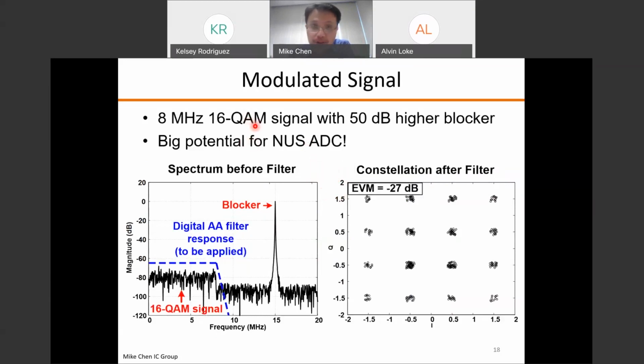modulated signal, right? So we're putting a 16 QAM signal into this non-uniform sampling prototype. And then we also intentionally inject a huge blocker right there, right? And then we also apply that filter, right? We call it the digital anti-aliasing filter, basically that filter in the non-uniform DSP domain. And we were able to actually knock it down, right? We knock down the blocker, and we can still receive an EVM of right around minus 27 dB. Okay, and as you can imagine, if we remove that filter, this is going to be a horrible constellation, right? You basically cannot see anything.